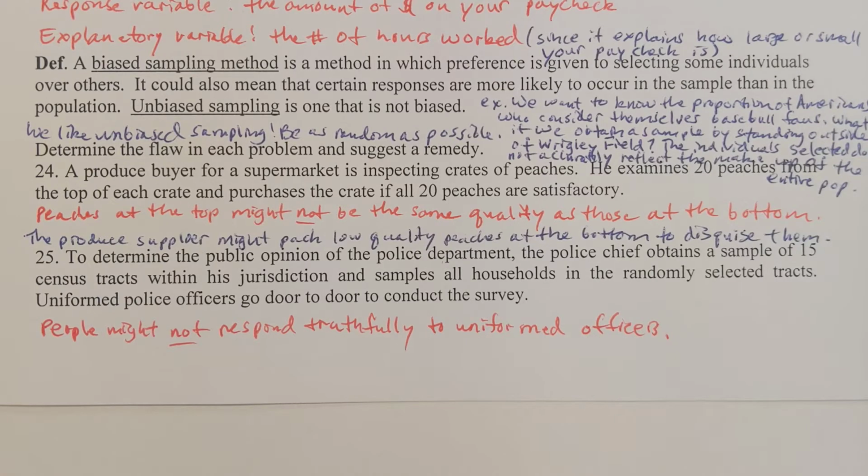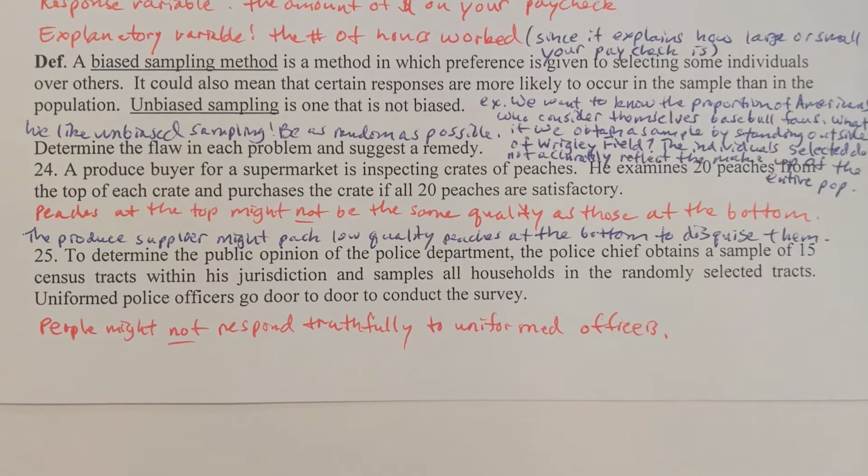So it could be that the seller is on purpose putting the lower quality peaches at the bottom so that they're not seen. That could happen. So if you're only looking at the ones at the top and saying, yep, it looks good, you might be making a mistake. A very easy fix to that: don't just select peaches off the top, but select peaches throughout the entire barrel. Be as random as you can.